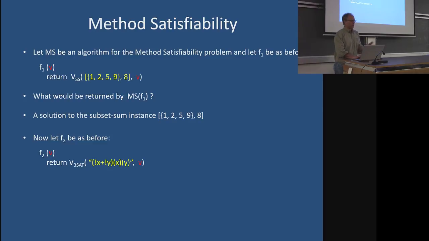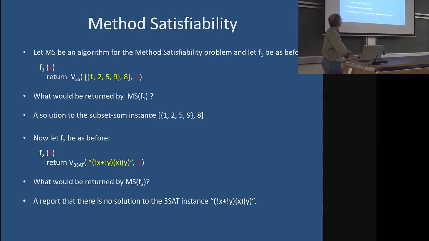Same thing with 3-SAT here. We can take any 3-SAT instance, plug it in there, and MS of F2 is going to return something that satisfies it if it exists. Well, in this case, it'll tell us that there is no solution. So MS is either going to find a solution or tell us none exists.